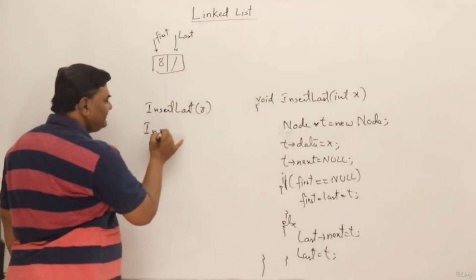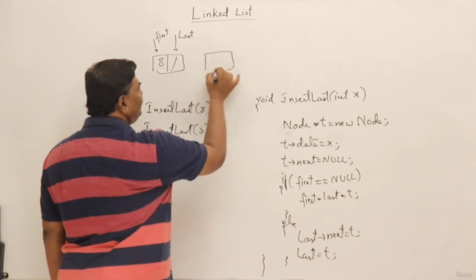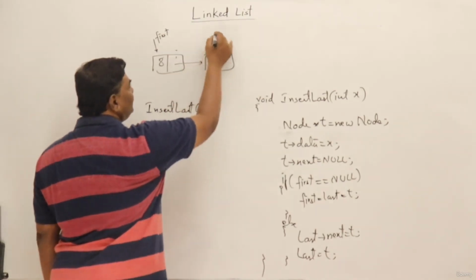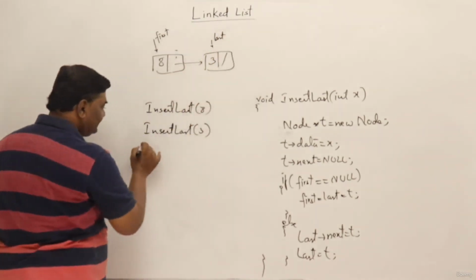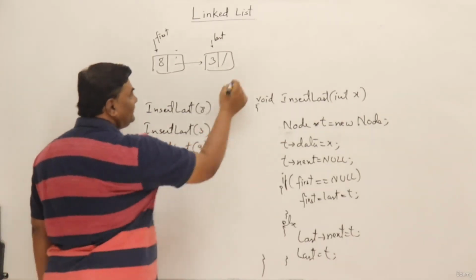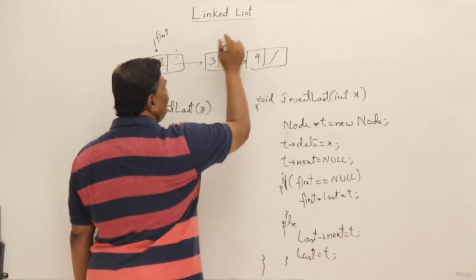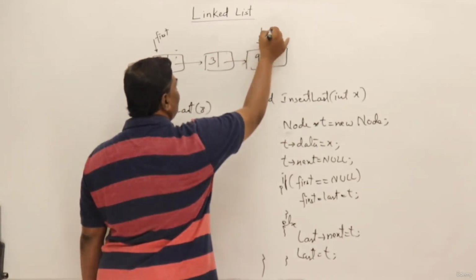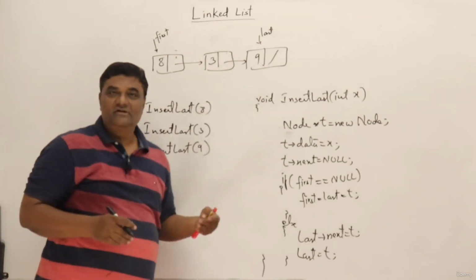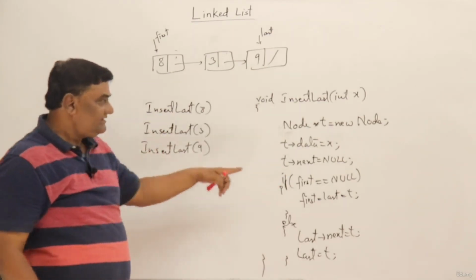Then again say insert last, value is 3. So 3 will be created here, and this will be pointing on this one, and last will be on this one. Then again say insert last 9. So 9 will be created, 3 will be pointing on this one, and this becomes the last node. So in this way you can go on calling this function as long as you want to insert elements.